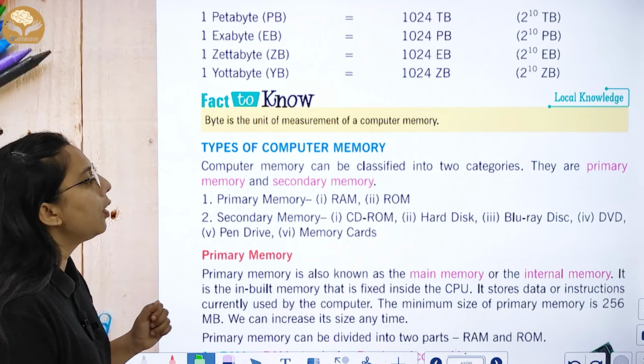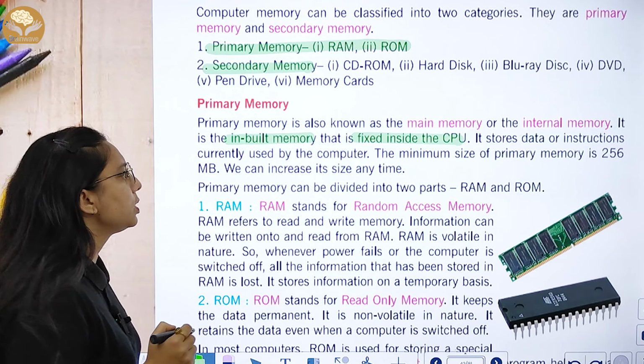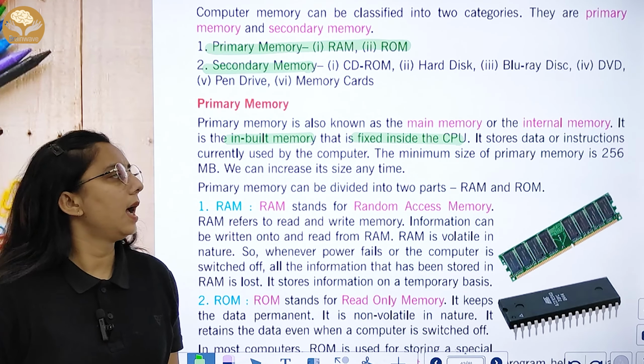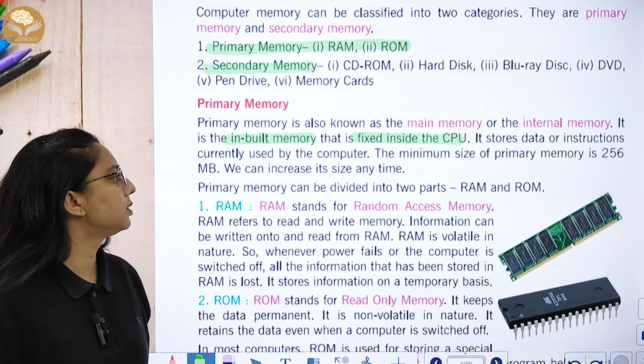First is primary memory, which is also known as main memory and internal memory. It is inbuilt memory that is fixed inside the CPU. It stores data and instructions currently used by the computer. Minimum size of primary memory is 5 to 6 MB. We can increase its size anytime, whenever we want to.